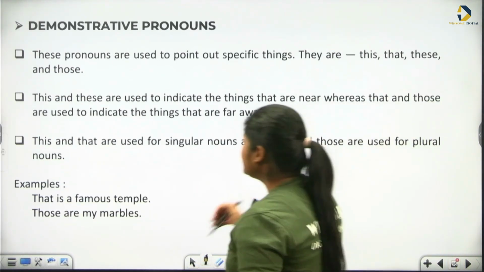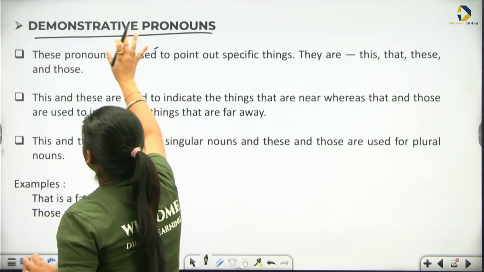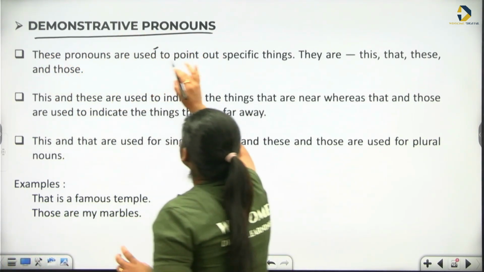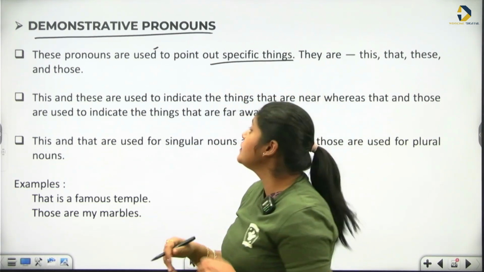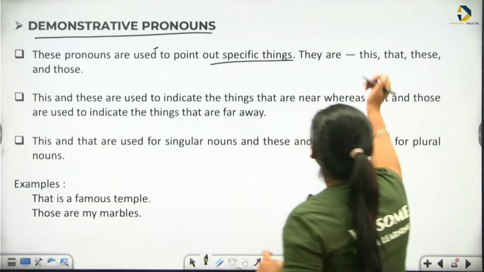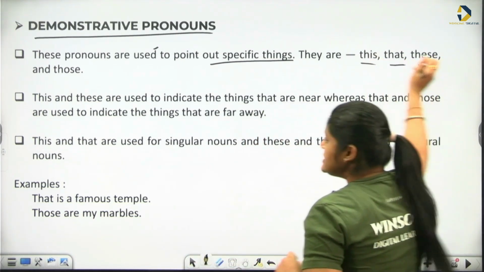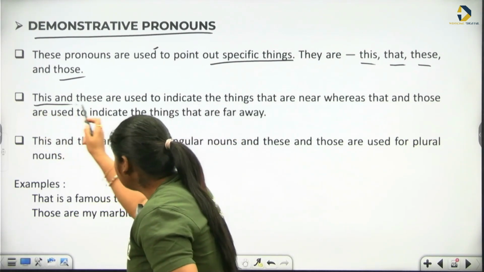Okay, now move towards the demonstrative pronoun. What is demonstrative pronoun now? These pronouns are used to point out specific things. कोई एक specific thing को जब हम denote करते हैं, it is known as a demonstrative pronoun. Now like this, that, these, those. Okay, अब देखो, this and these.